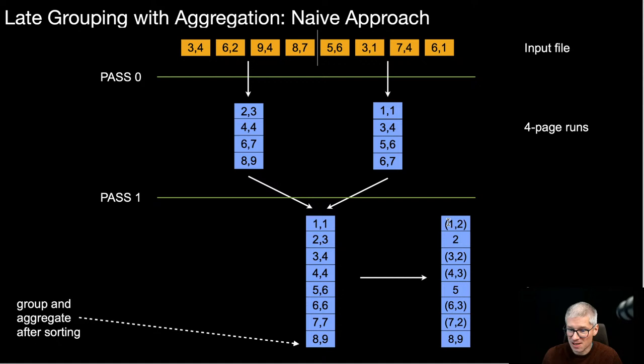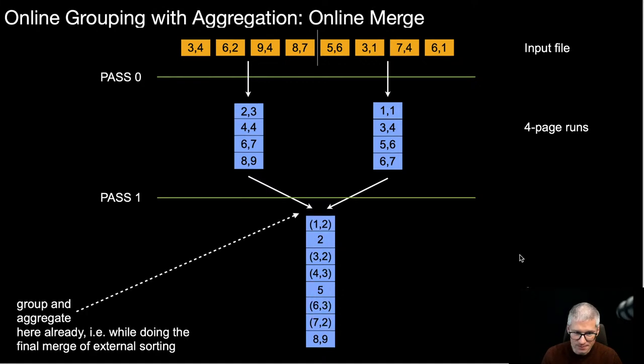So this is the result, saying, okay, one appears twice, two appears once, three appears twice, four appears three times, and so forth. That's the result of the grouping and aggregation operation, counting the number of occurrences. But what if you did that earlier? What if you combined the merge operation with the actual grouping and aggregation? That can actually have a tremendous effect in the database system.